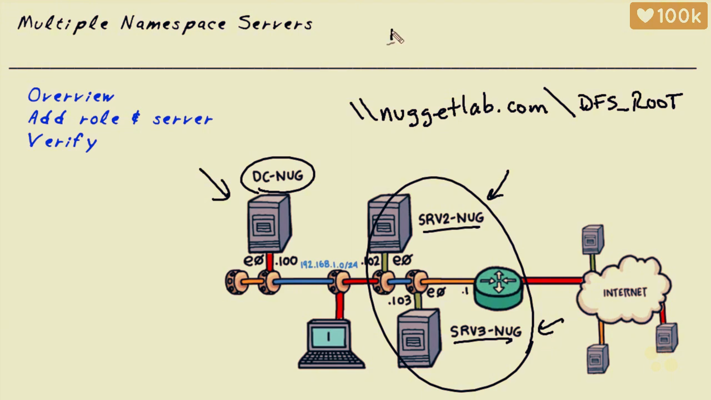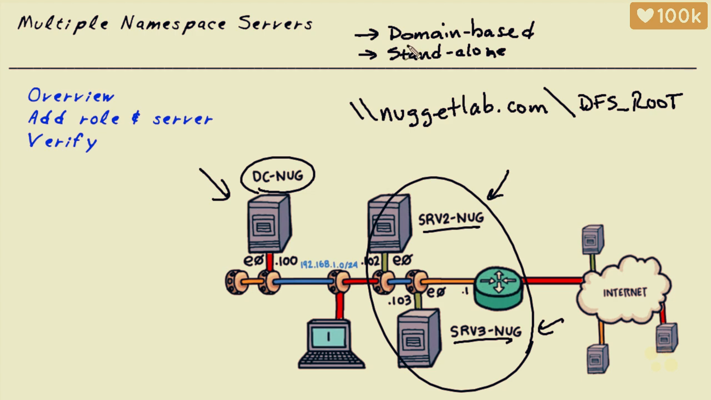So during the install, we selected domain-based namespace, and we also had the option of a standalone namespace. So if we only intend on having one server acting as the namespace server, it really doesn't matter too much if we do standalone or domain-based, because we don't have any fault tolerance.